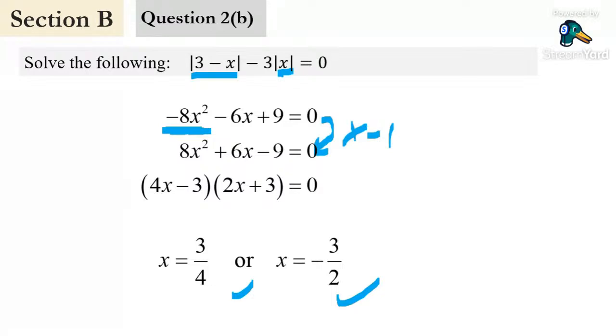Kalau ada nilai x di luar modulus, yes, please kindly check the left hand side, right hand side. Salah satu perlu reject. But in this case here, all the x is inside modulus, so you don't have to check. If your calculation is not wrong, both of them is the answer.